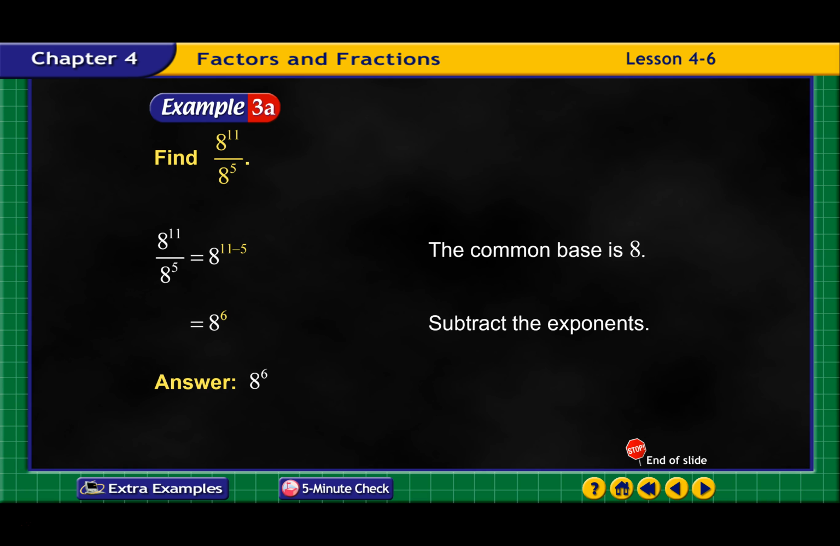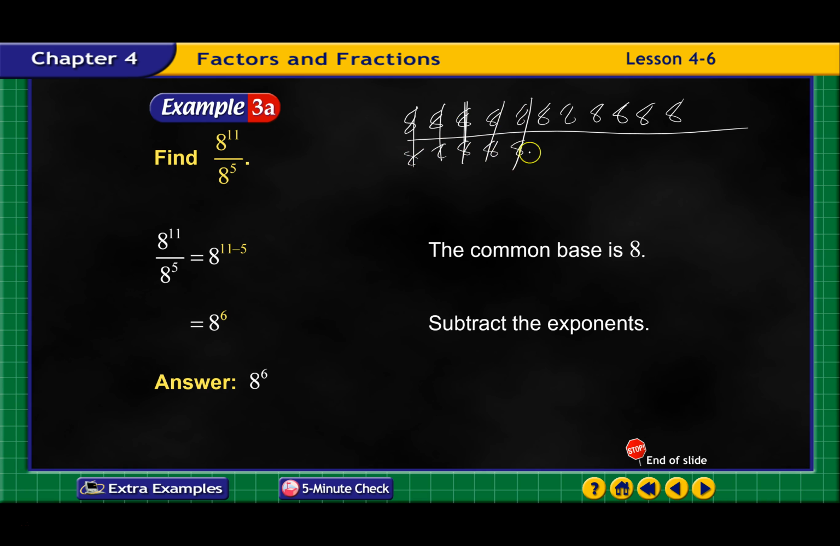What they didn't probably show you, and this came from yesterday, is if I wrote all these out, if I wrote 11 of these, 1, 2, 3, 4, 5, 6, 7, 8, 9, 10, 11, and I put that over 5 of these, 1, 2, 3, 4, 5, I can cross out that many of them. So I can cross out 5 of them. That leaves me 1, 2, 3, 4, 5, 6. So that's where the 8 to the 6th comes from.